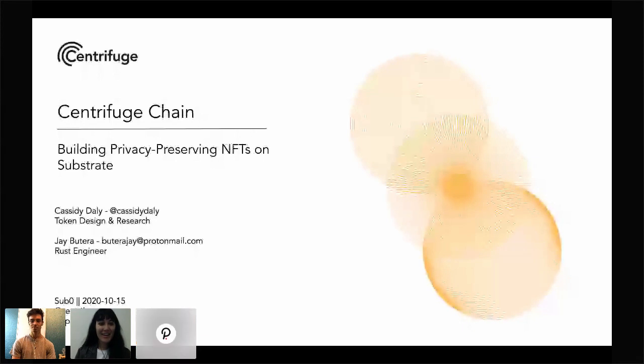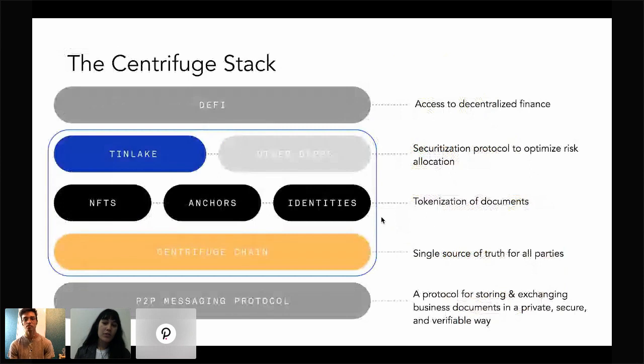Thanks. Hi, so I'm Cassidy, and I'm working on token design and research at Centrifuge, where we are building a decentralized asset financing protocol. I'm going to start with a short introduction today, and then I'm going to hand it over to Jay, one of our Rust engineers at Centrifuge, and he's going to dive into his work building privacy-preserving NFTs on Substrate. So at a high level, Centrifuge is allowing businesses to exchange business documents, such as invoices, and tokenize those assets to access financing.